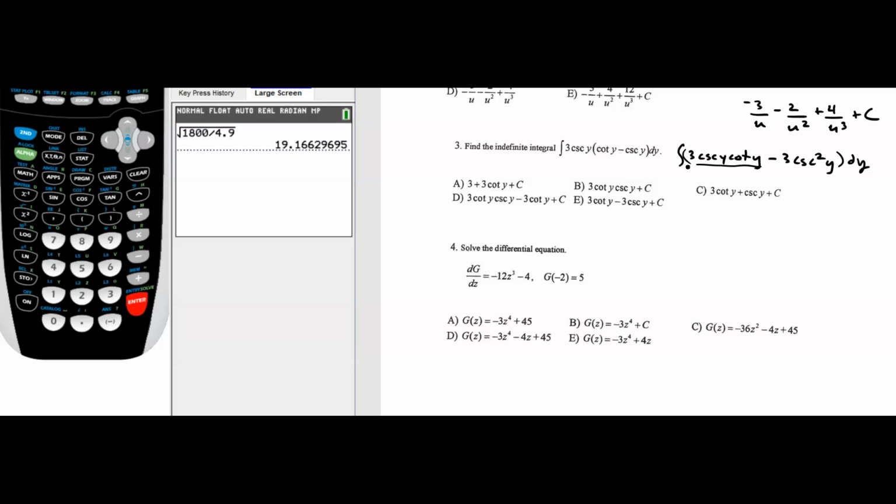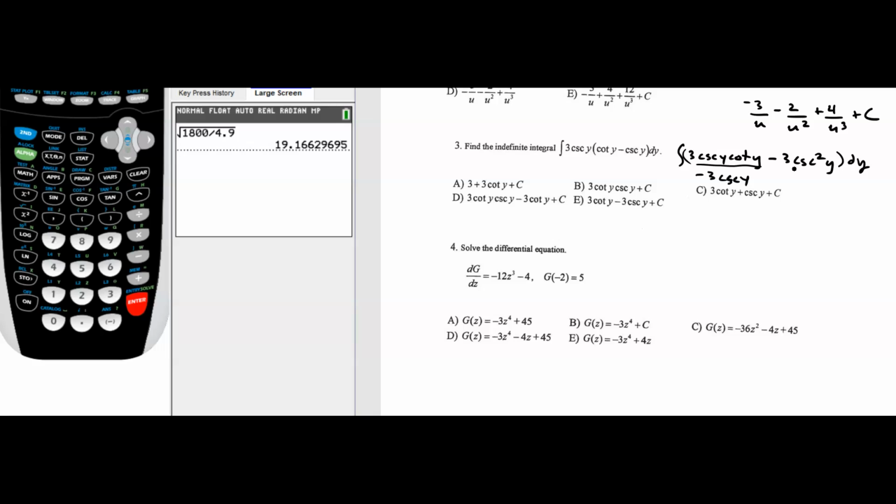So negative cosecant would have positive cosecant cotangent as its derivative. But there's a 3 here, so I think that the antiderivative of this piece is going to be negative 3 cosecant y, because the derivative of cosecant is negative cosecant cotangent. Yep, and that would get me to this, because then the negative would cancel with that negative, and the 3 just goes along for the ride.